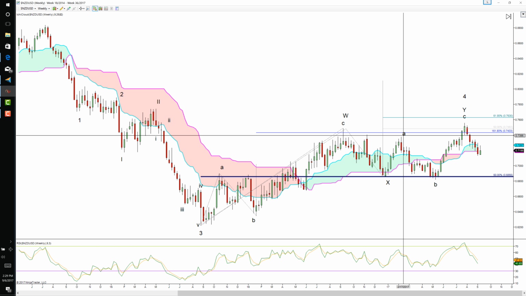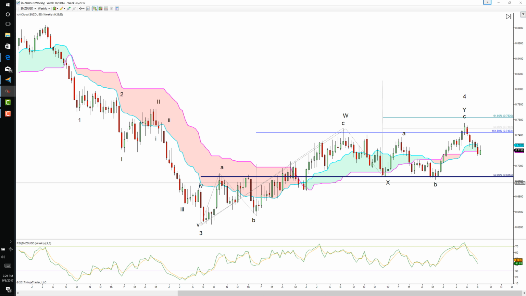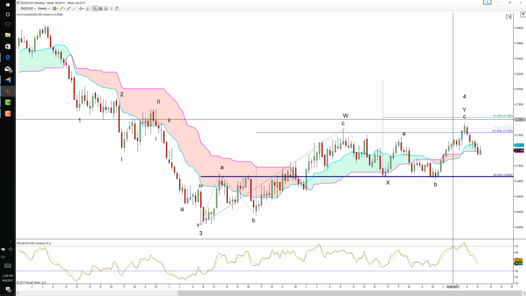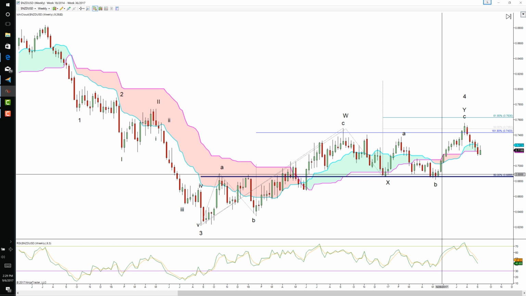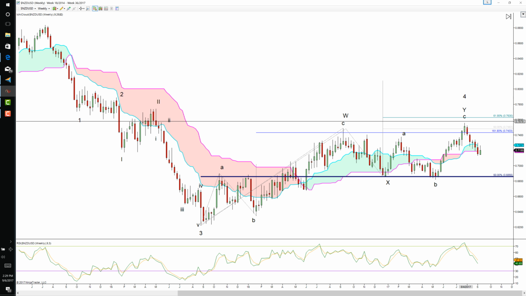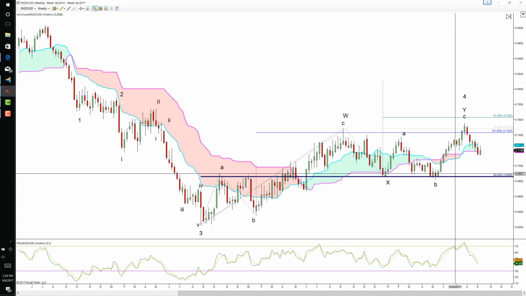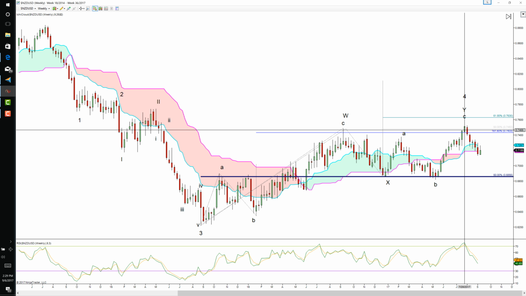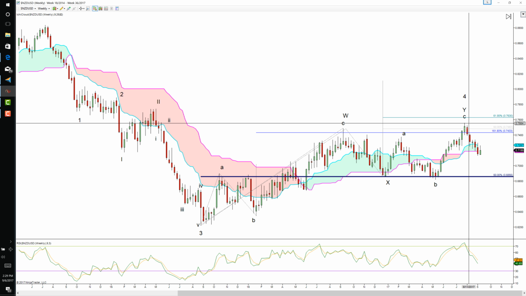Now you have an A, which is a 3-wave move up. You have a B for a 3-wave move down, and then you have another 3. Actually, you can count 1, 2, probably 3, 4, 5. So you have another 3, 3, 5 for Y, basically. So ABC for Y. Now from the top, it's just shy of the 0.618. It didn't go to 0.618.